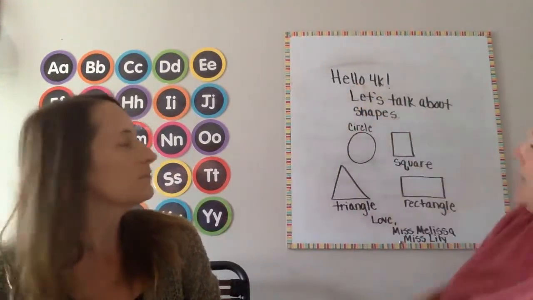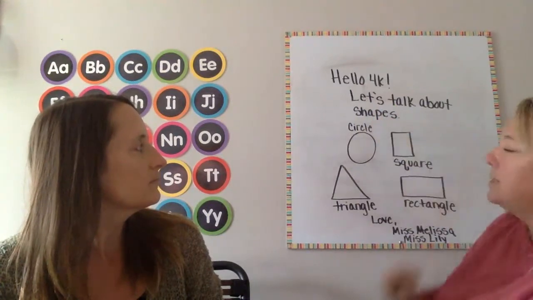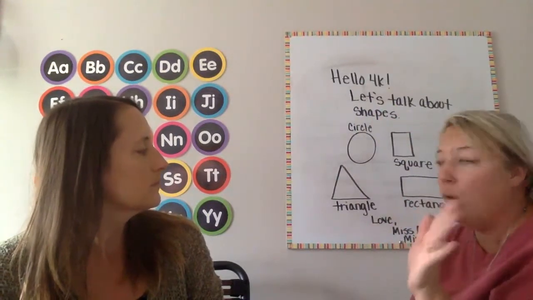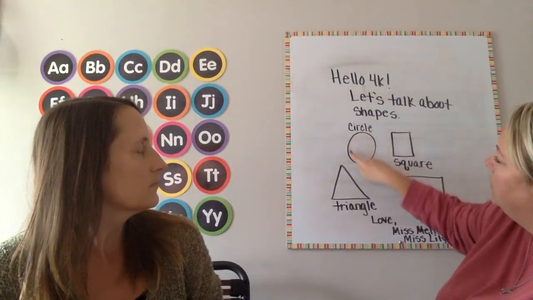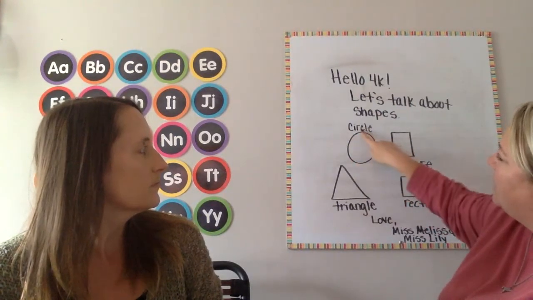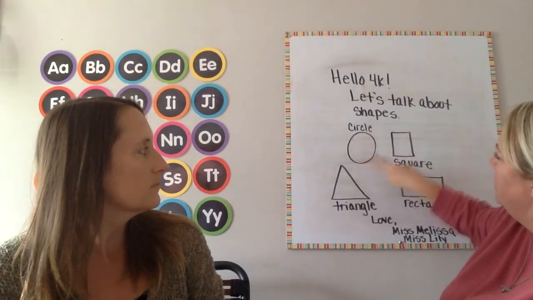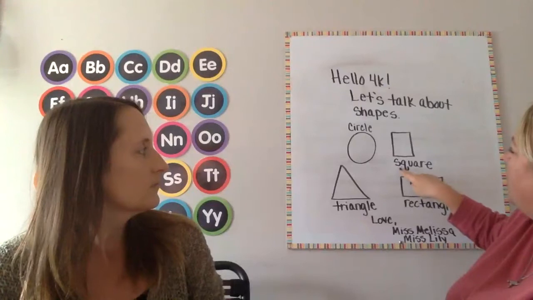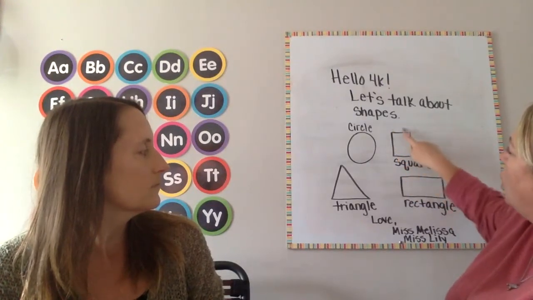Hello, 4K. Let's talk about shapes. Shapes are all over the place. Here we have a circle all the way around, and it connects back up at the top. One big circle. Here we have a square, 4 sides that are all the same.